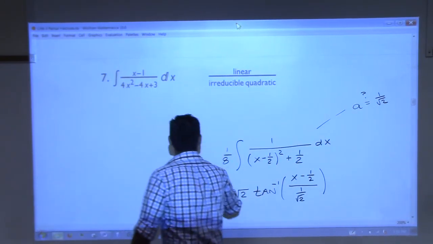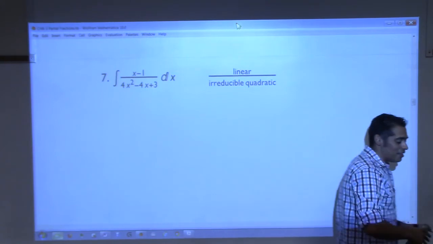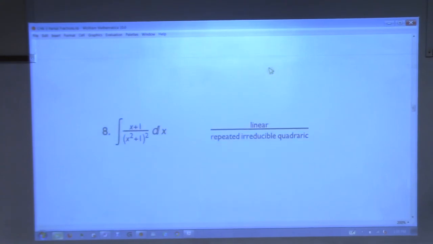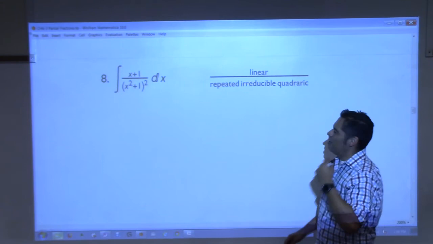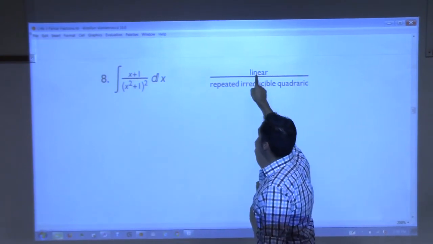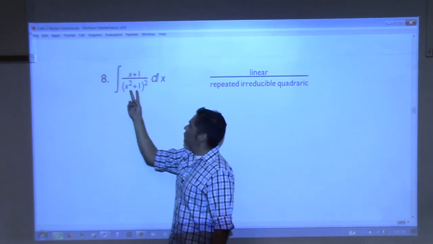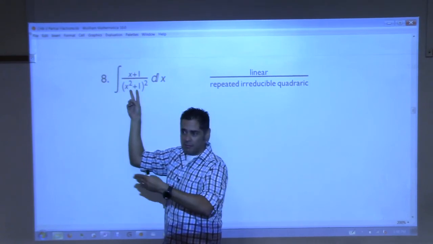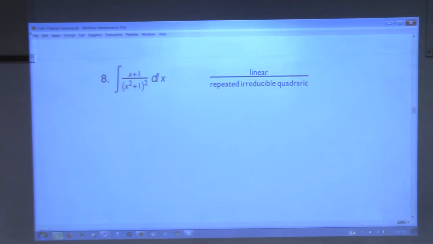All right. That was number 7. Let's look at number 8. So we theoretically can handle a linear expression over an irreducible quadratic. Theoretically. Now, what if we have a linear expression on top over a repeated irreducible quadratic? So notice x squared plus 1 cannot be factored. So that is a quadratic that's irreducible, and it's repeated, which means it's squared, right? That could be squared, cubed, whatever.